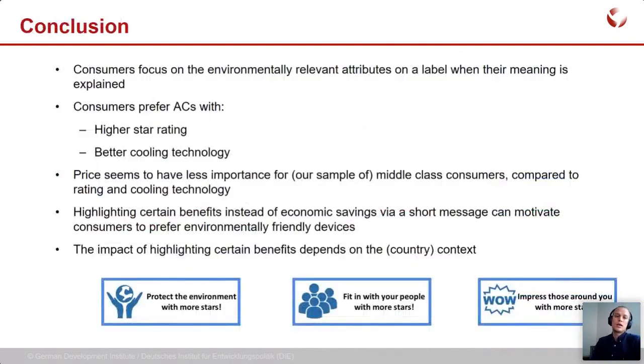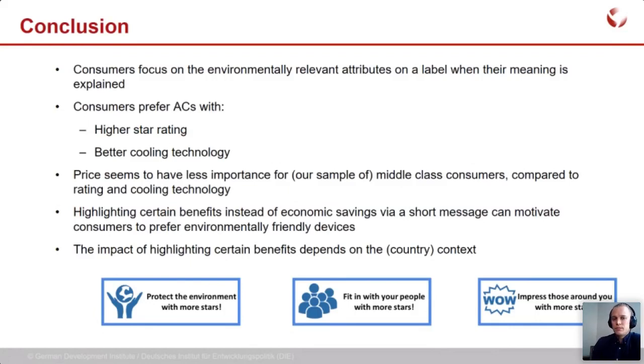So, in conclusions, consumers focus on the environmentally relevant attributes on a label when their meaning is explained to them. Consumers prefer air conditioners with higher star rating and better cooling technology. Price, however, seems to have less importance than we expected initially. This might be due to the fact that a discrete choice experiment is usually not incentivized, and therefore this might create this artificial environment where people always go for the better device due to the reason that we also explained the task to them before.